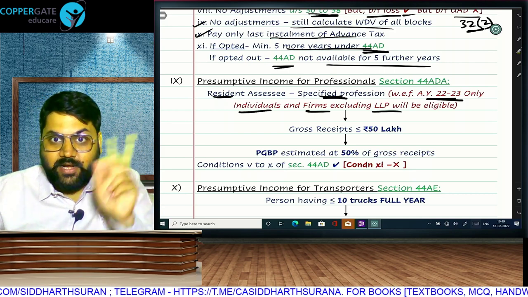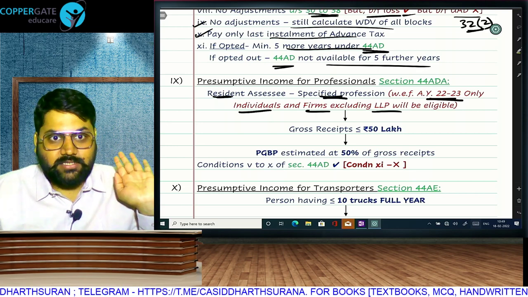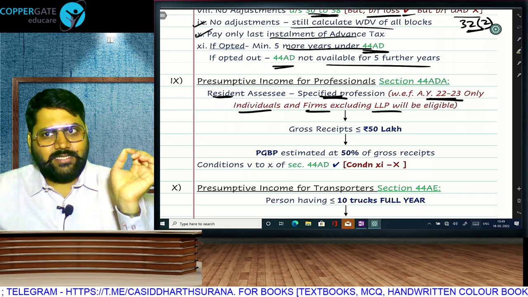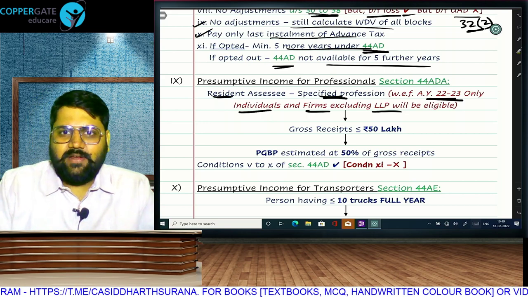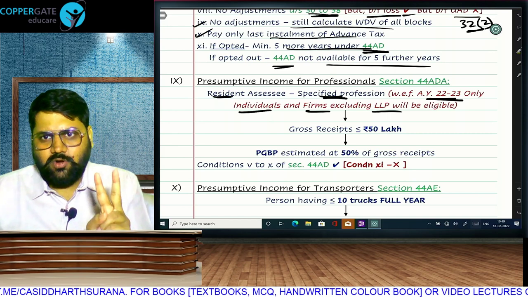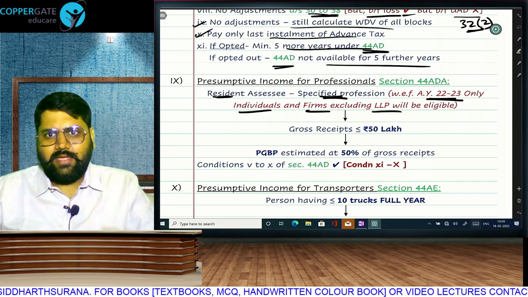HUF is allowed in 44AD, not allowed in 44ADA. You can expect this question: HUF can take 44AD, 44ADA, both or none. Till last year your answer was both, but now your answer will be HUF can take 44AD, not allowed 44ADA. 44ADA will be allowed only for individual and firm not being LLP.